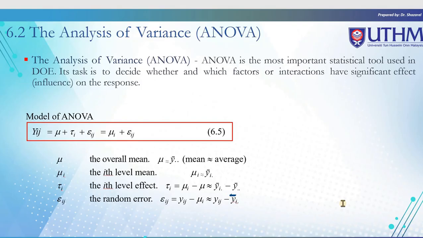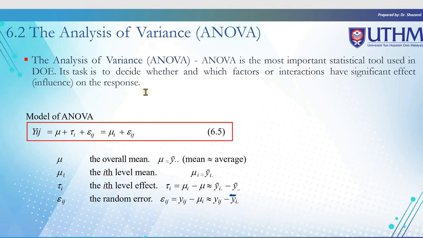Okay, we move to the next topic, which is the analysis of variance, also known as ANOVA. ANOVA is the analysis of variance. It is an important statistical tool used in DOE. In this analysis of variance, we want to test or decide which factors have a significant effect on the response: whether the factors have equal effect, meaning no difference on the response, or whether there are significant differences.